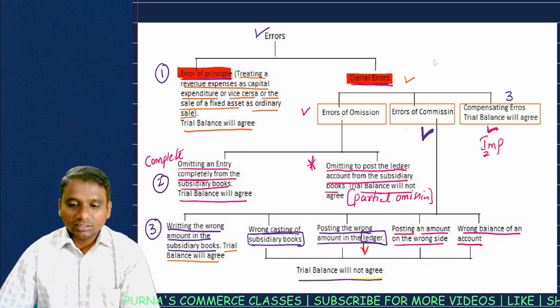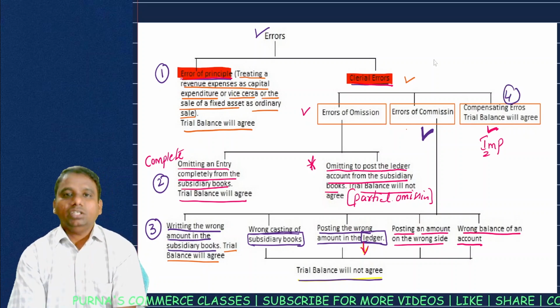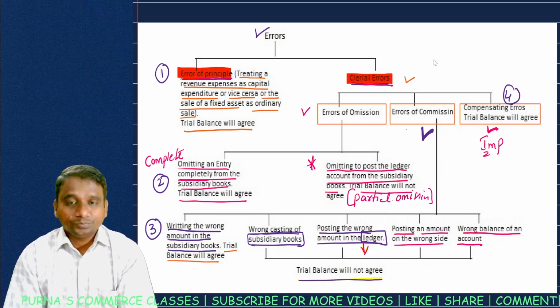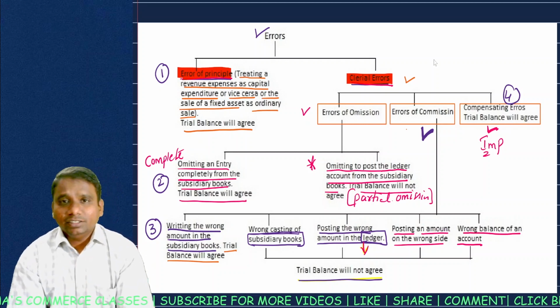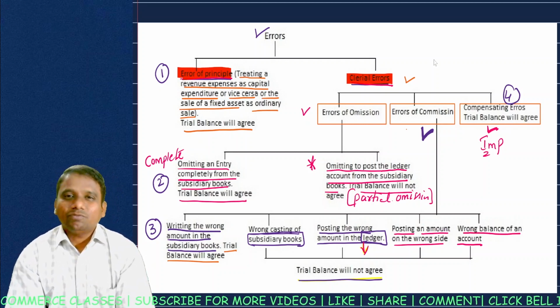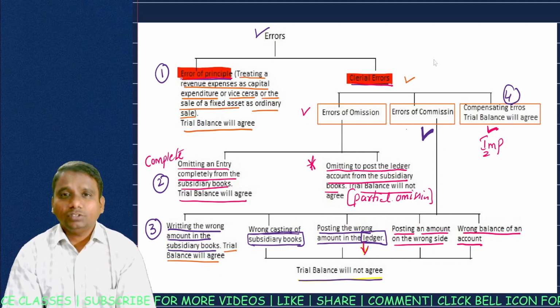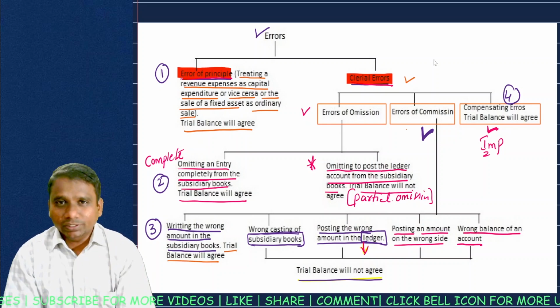Next, compensating errors. Because of these things, our trial balance will not get affected. Yes or no? And because of all the remaining errors, our trial balance gets affected. So this is the classification of the errors. I hope you understood this classification, students.